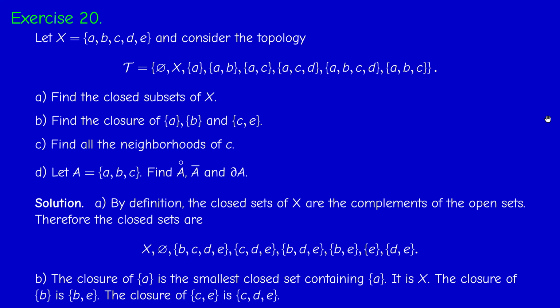Third question, find all the neighborhoods of C. Let us split this question into 2 parts. Let us first find the open neighborhoods, which are by definition the open sets containing C. I look at the list of open sets that contain C. We have the whole space, AC, ACD, ABCD, and ABC. So there are 5 open neighborhoods of C.